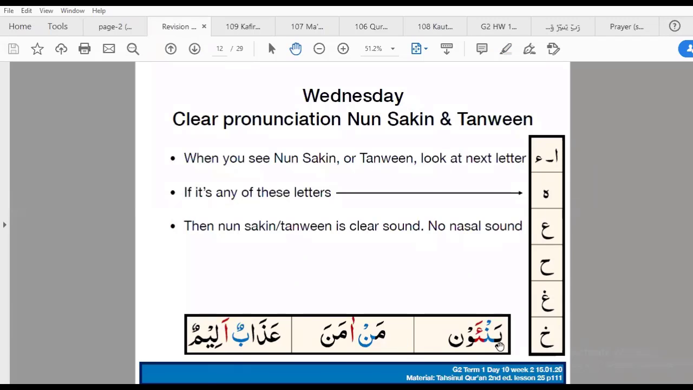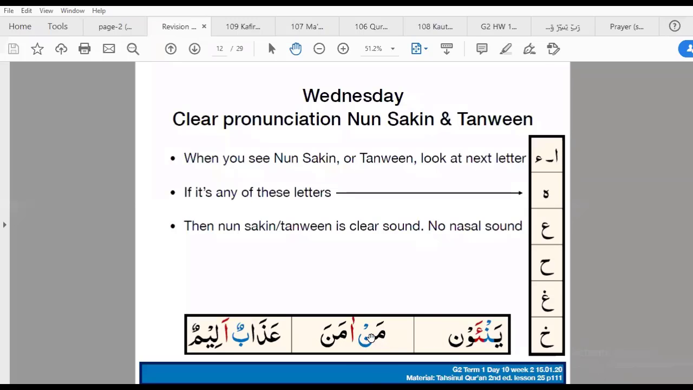So as you can see over here, after this noon sakin, you have a hamza, and hamza is one of the letters in this table. So that means that when we join the ya to the noon, on the noon we produce no nasal sound. So we would say yan aun. This is supposed to be a fatha, so yan auna.